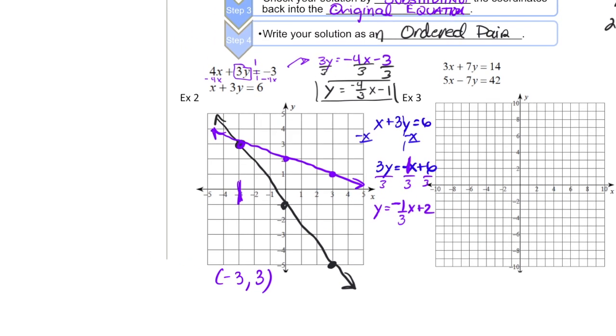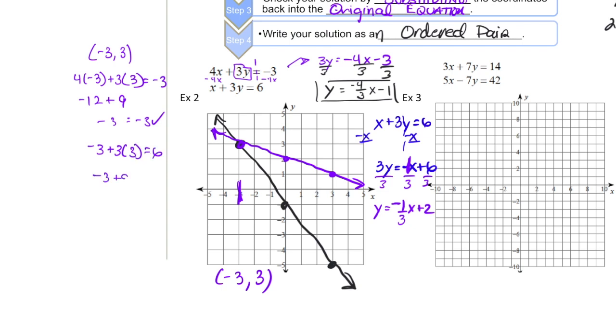I'm going to run over here really quickly. I'm going to just show you that check again. So I'm checking -3 and 3. So here's my first equation, times y. My y is a positive 3. Here we go. Does that equal negative 3 is the question. Negative 12 plus 9, negative 3. Yep, that checks. And then in the second equation, negative 3 plus 3 times 3, does it equal 6? Negative 3 plus 9, 6 equals 6. Yeah, check. So there's that check, and I know that is the correct answer for sure.